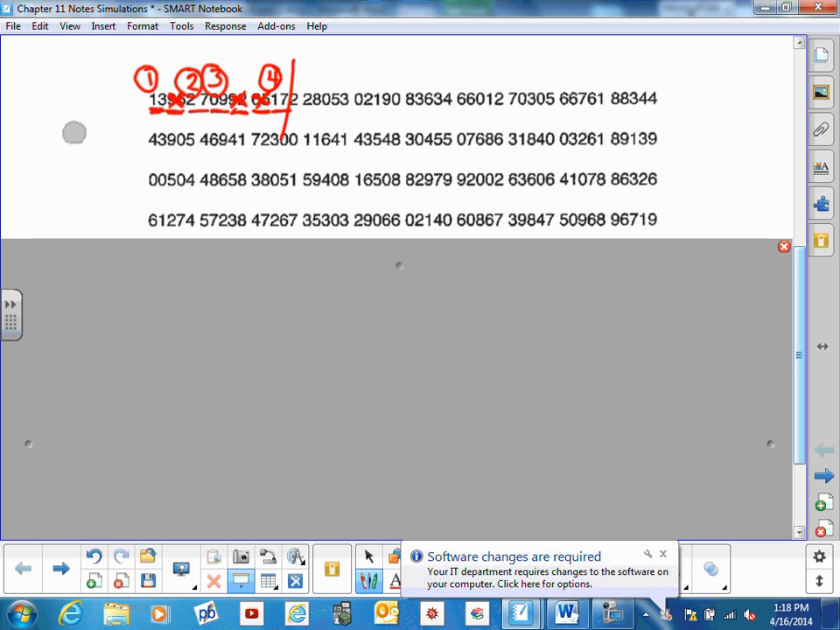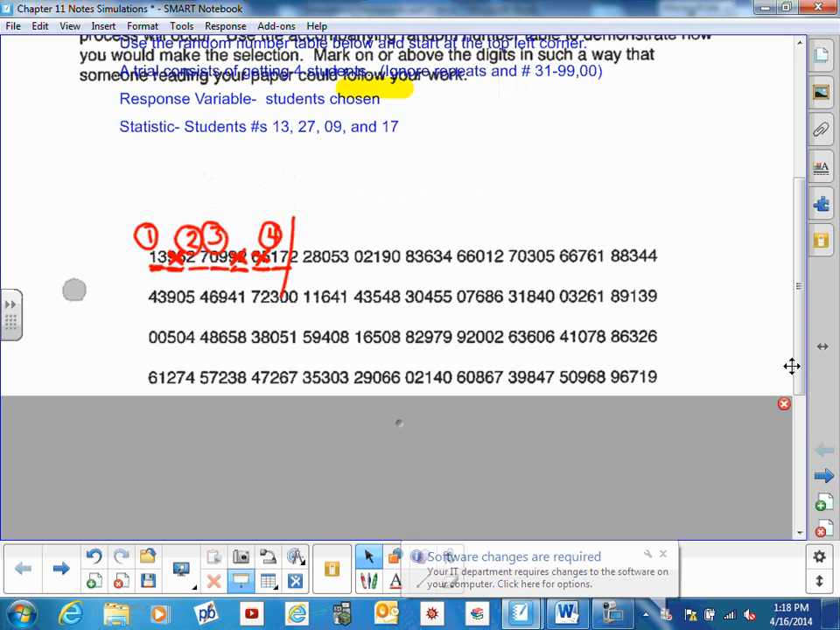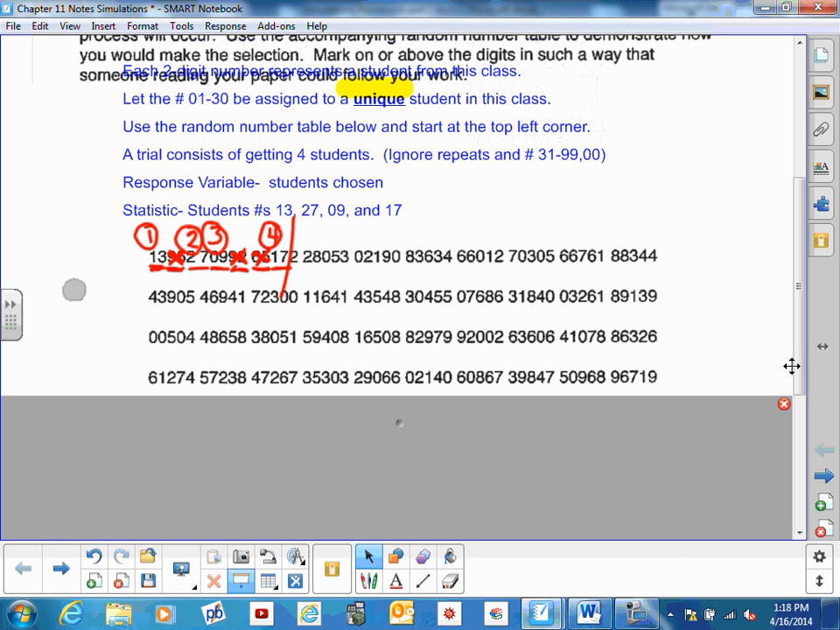And I want you to draw a vertical line at the end of a trial. If this question had another part to it, they might say, out of 3 trials, how many people got chosen more than once or something? And then you would continue. So you want to indicate that vertical line at the end of your trial. And so when I come up here to my statistic, that's the ones I chose: 13, 27, 9, and 17.